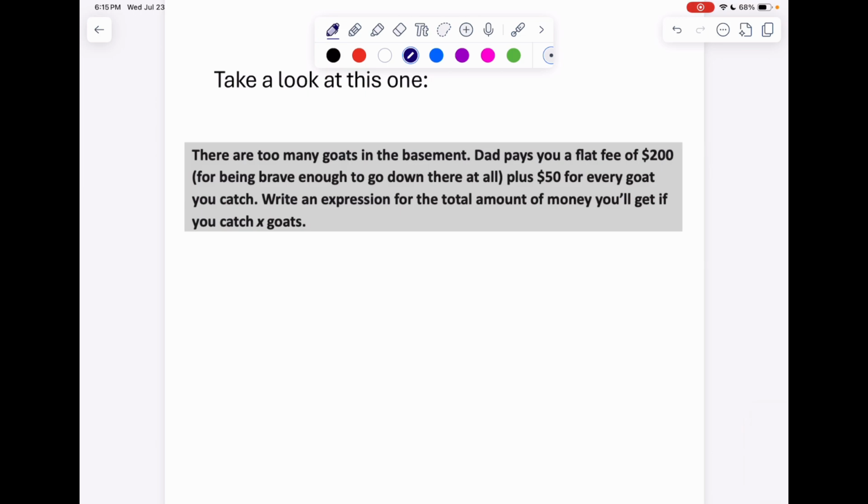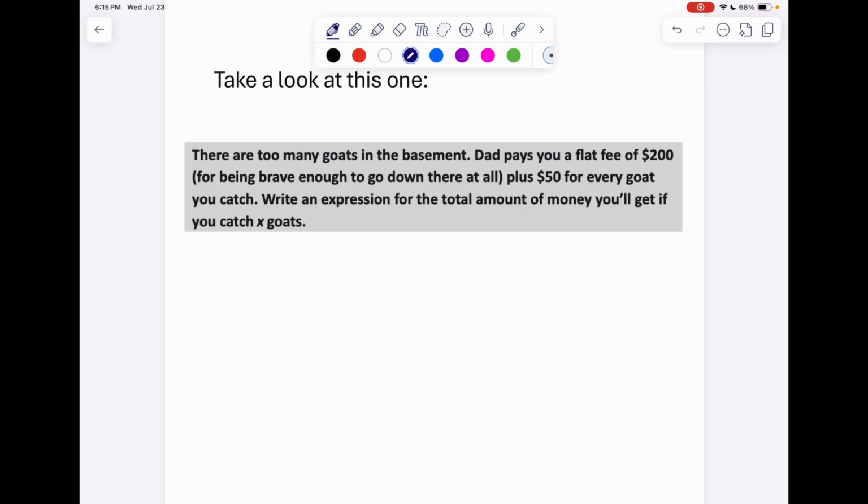There are too many goats in the basement. Dad pays you a flat fee of $200 for being brave enough to go down there at all, plus $50 for every goat you catch. Write an expression for the total amount of money you'll get if you catch X goats.